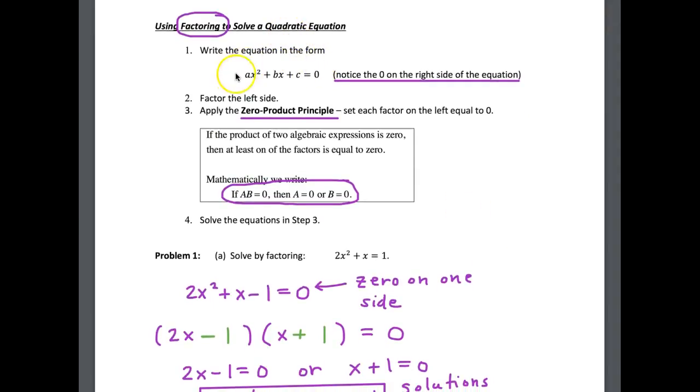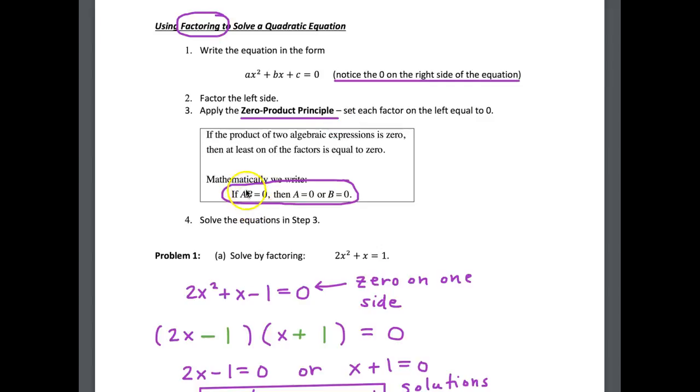All right, let's look at factoring, something that you're familiar with. So suppose we have a quadratic equation of this form. Notice we've got the 0 on the right side. If it isn't on the right side, perhaps there's a number there. You have to move that number to the other side to get a 0 on one side. What we're going to do is factor the left side, and then apply the zero product principle. I'm pretty sure you're familiar with this principle already. Maybe you just haven't heard it called this.